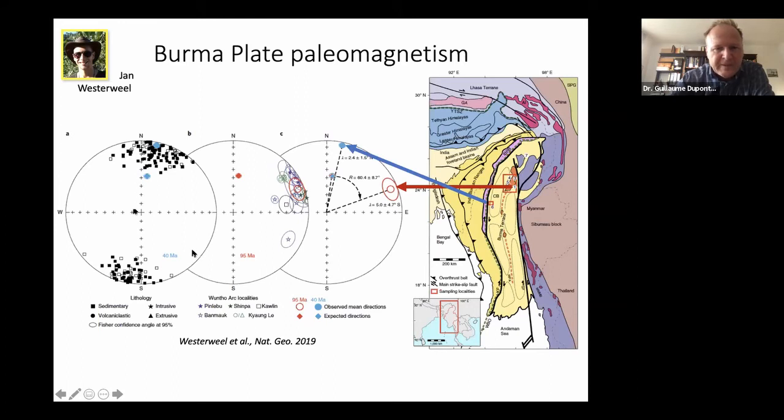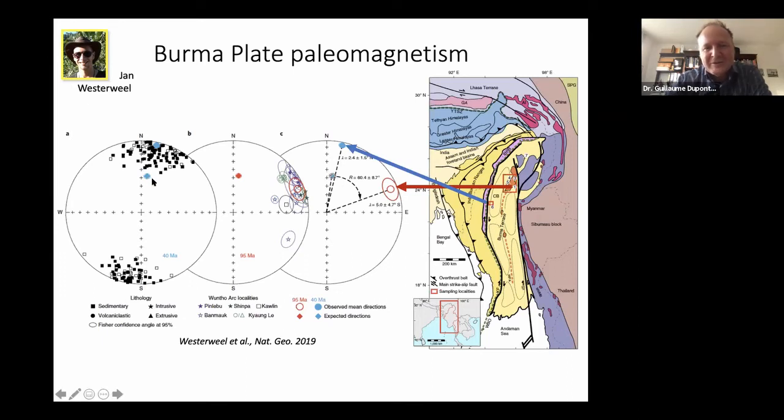And this is the data for the 100 million year old rocks, which is also shown here in red. Okay, so this is the average of all the data, and here again the inclination is very low compared to what it should be if it was on Asia.